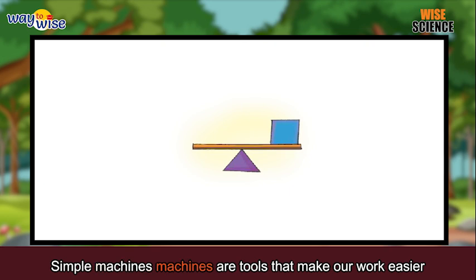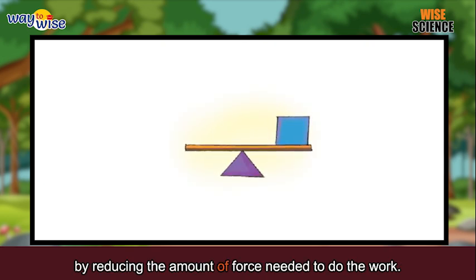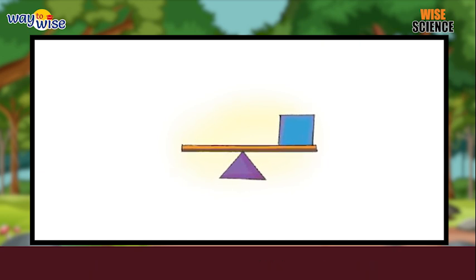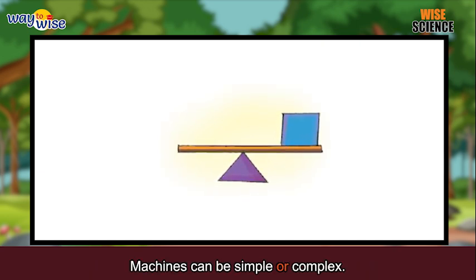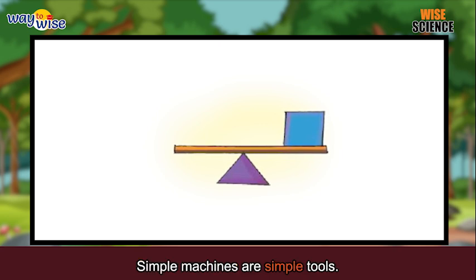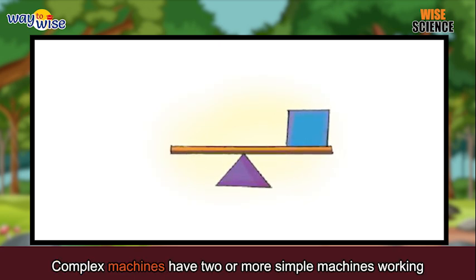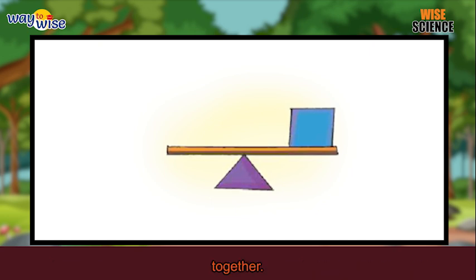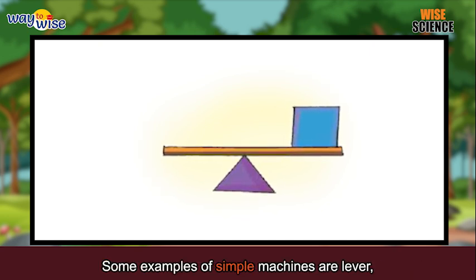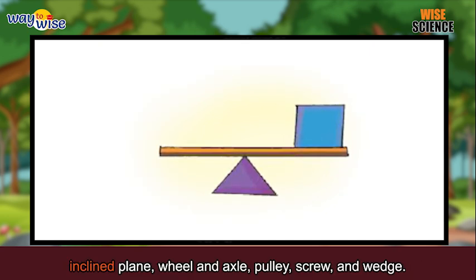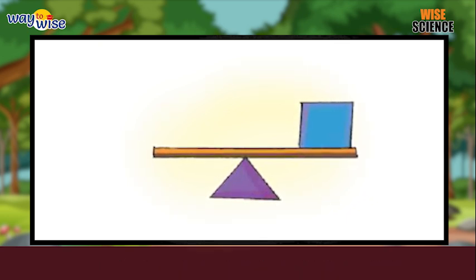Simple machines are tools that make our work easier by reducing the amount of force needed to do the work. Machines can be simple or complex. Simple machines are simple tools. Complex machines have two or more simple machines working together. Some examples of simple machines are lever, inclined plane, wheel and axle, pulley, screw, and wedge.